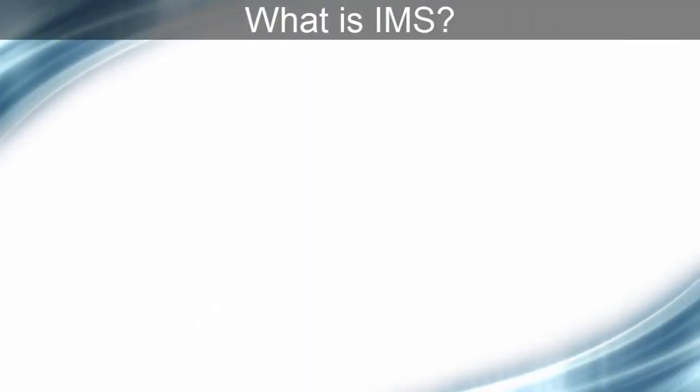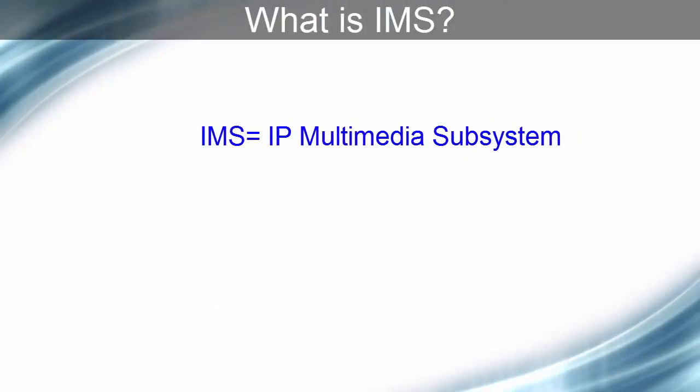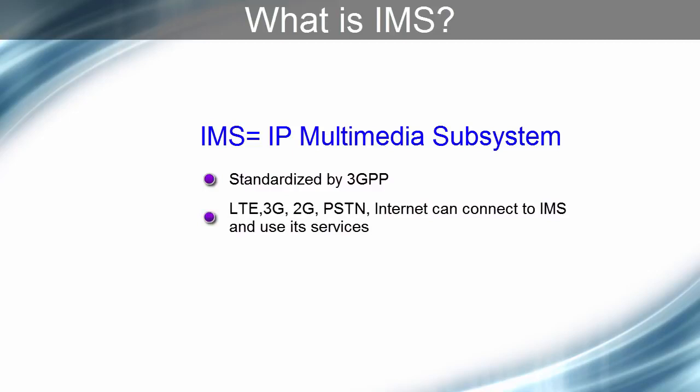What is IMS? IMS means IP Multimedia Subsystem. IMS is a framework or architecture that comprises of many technologies. Its biggest advantage is that it is standardized by 3GPP. So any other standardized network, such as LTE, 3G, 2G, PSTN, Internet, can connect to IMS and use its services.